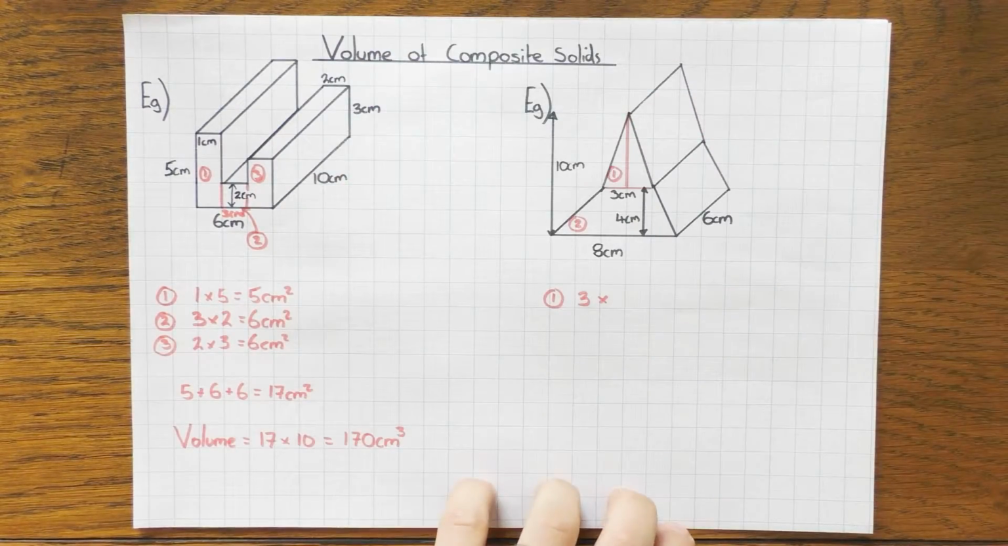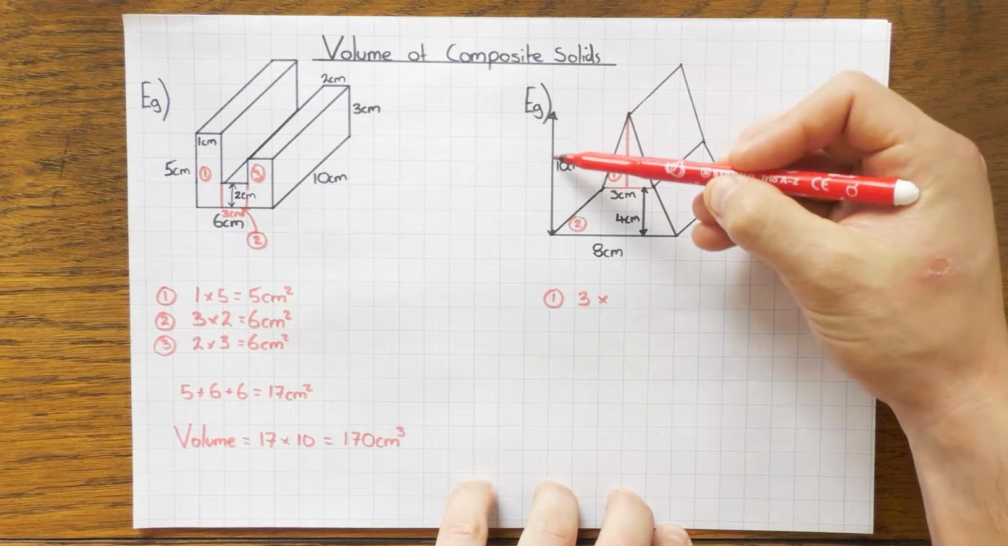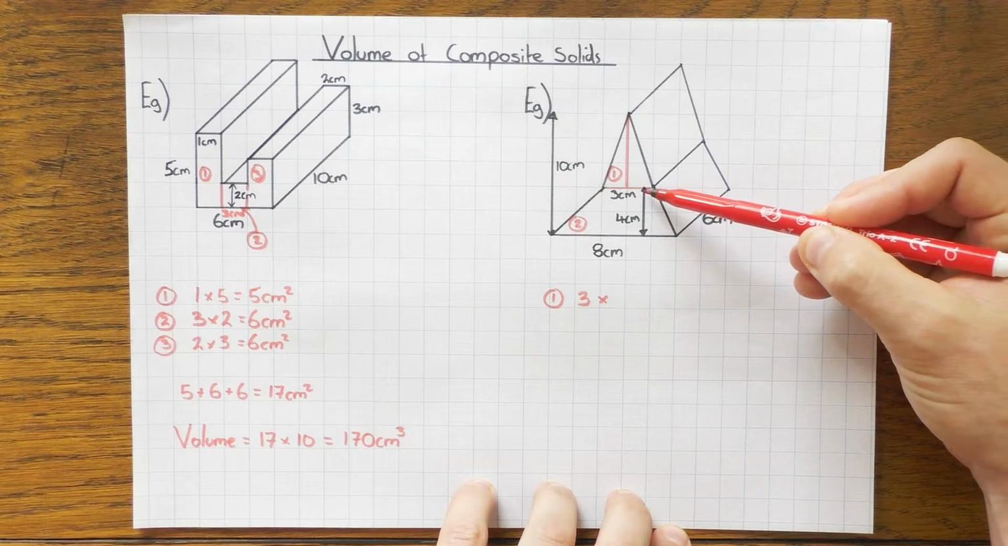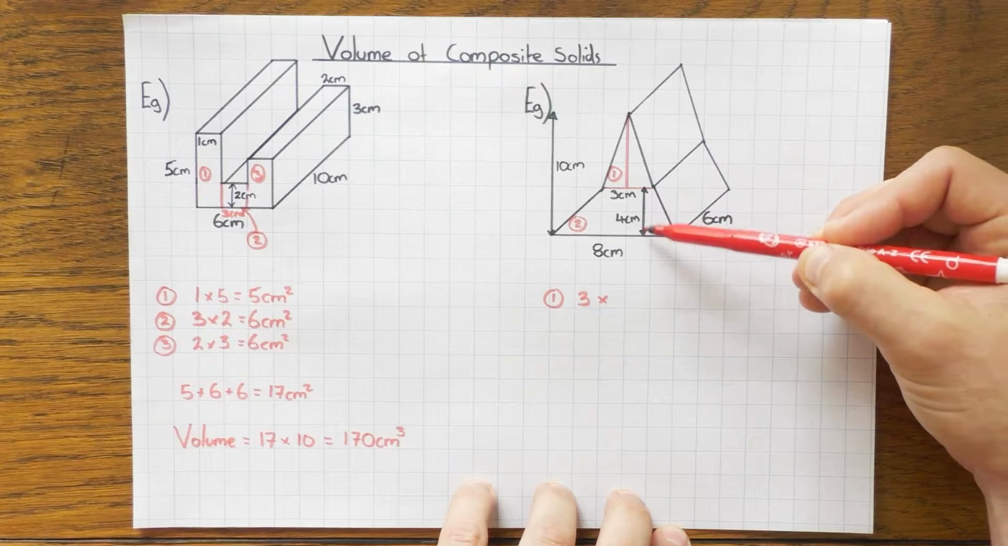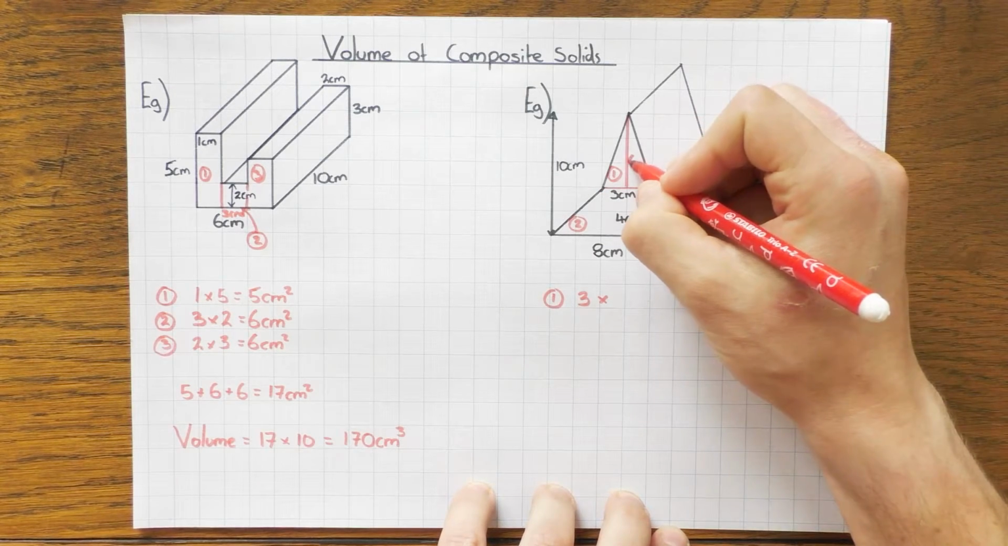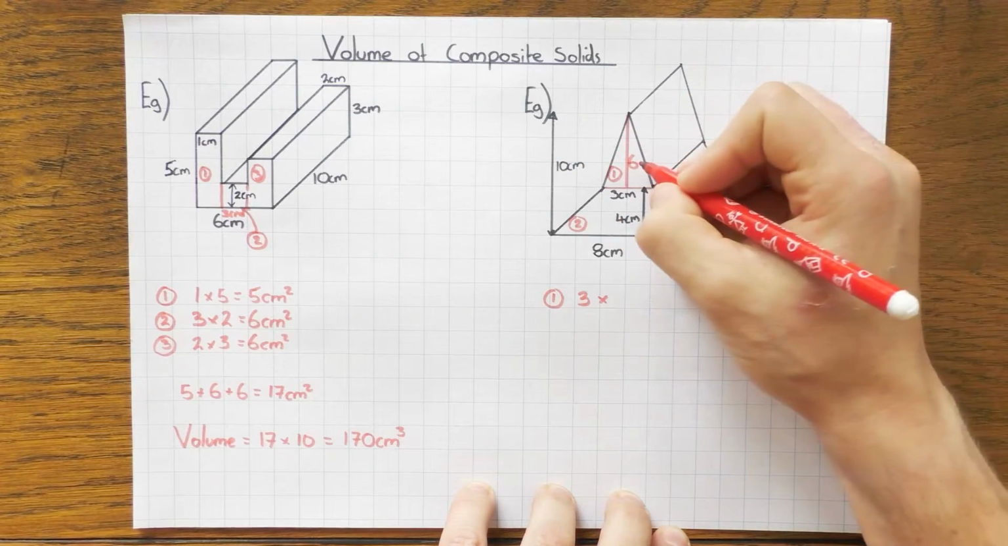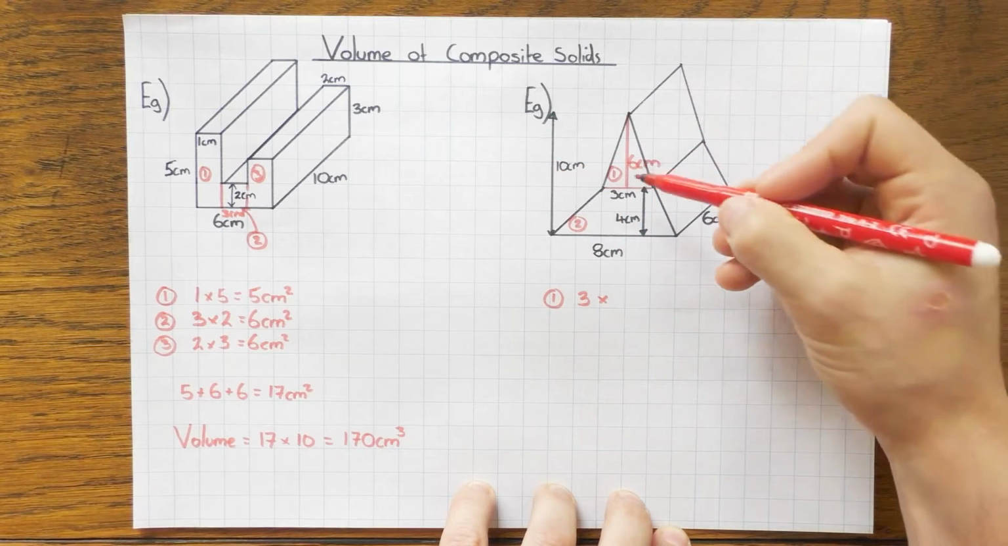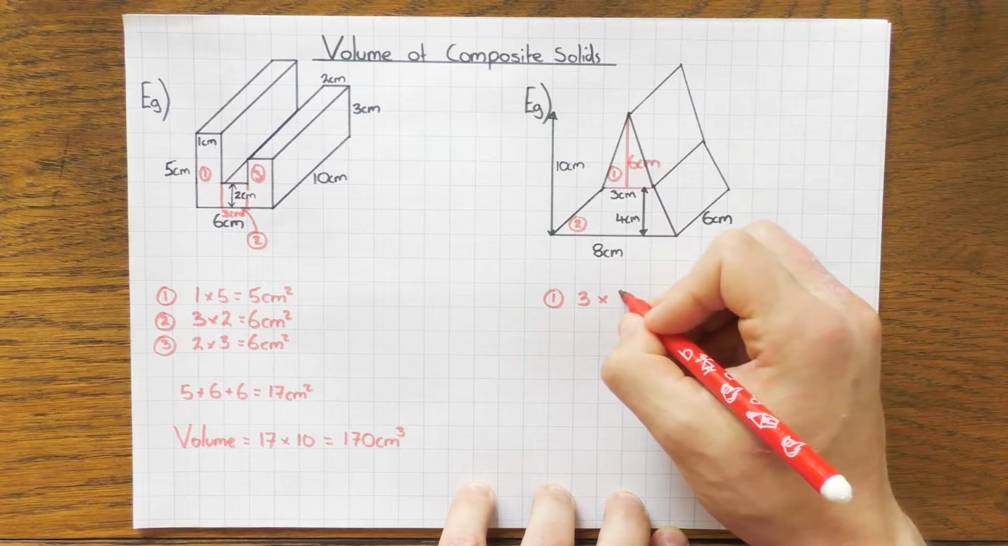Now, I don't know the height, but what I do know is the whole shape is 10 centimetres high, and I'm told that the trapezium is 4 centimetres high. So 4, I need to add 6 to get to 10, or 10 take away 4 is 6, however you want to look at it. So the height of the triangle is 6 centimetres.